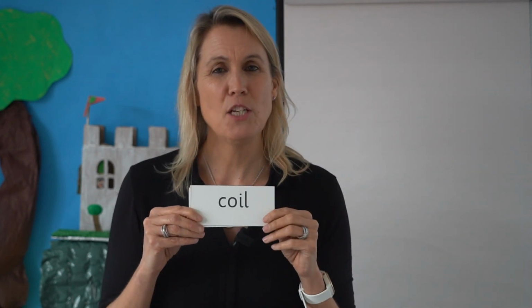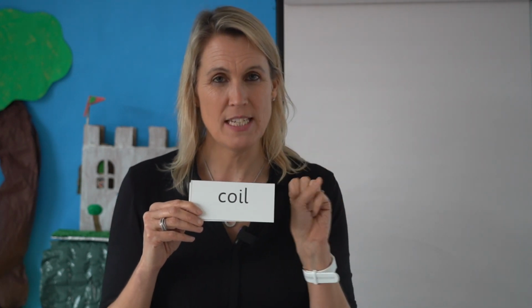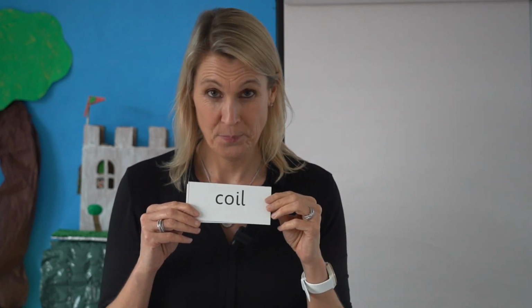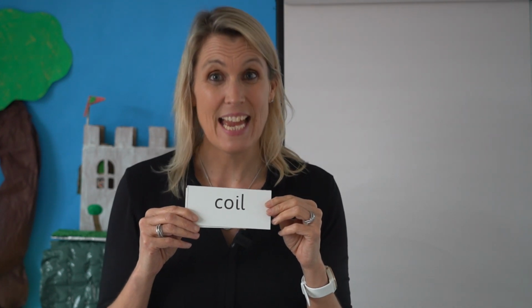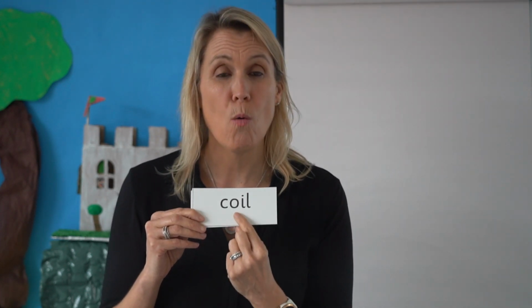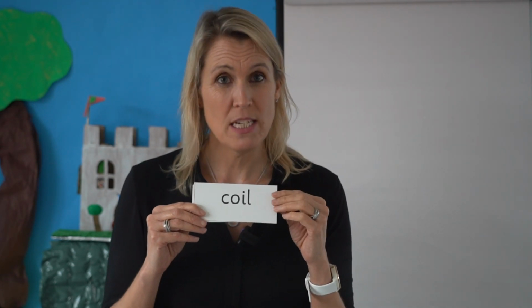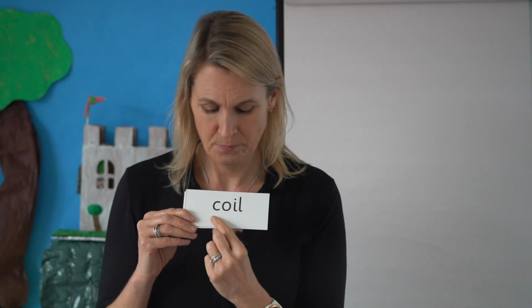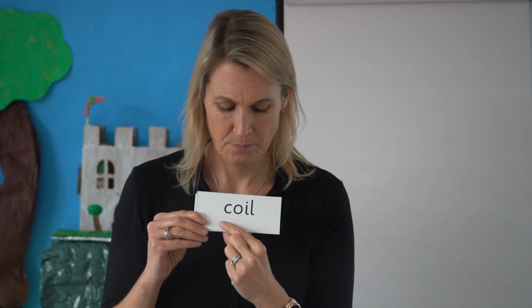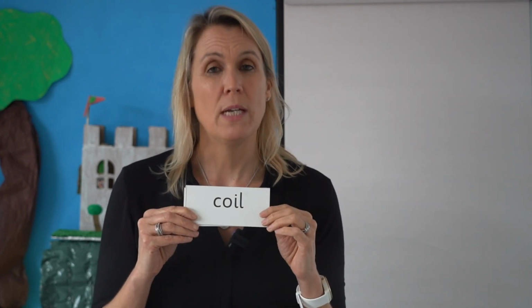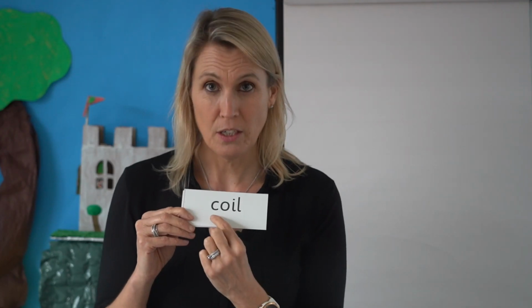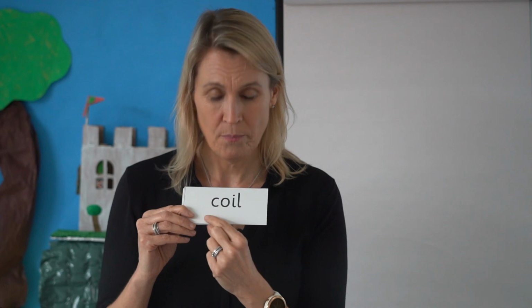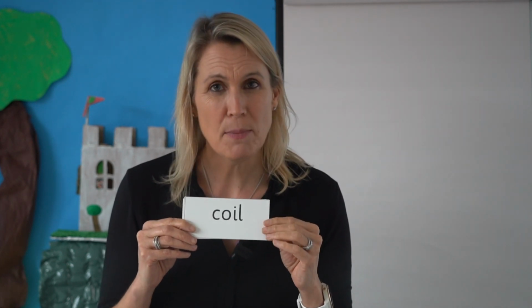Try this one. Can you spot the digraph? Two letters, one sound. Yes, the digraph is oi. Read each sound, then blend. Point to the picture that matches the word. C, oi, l, coil. Here is the picture of the coil.